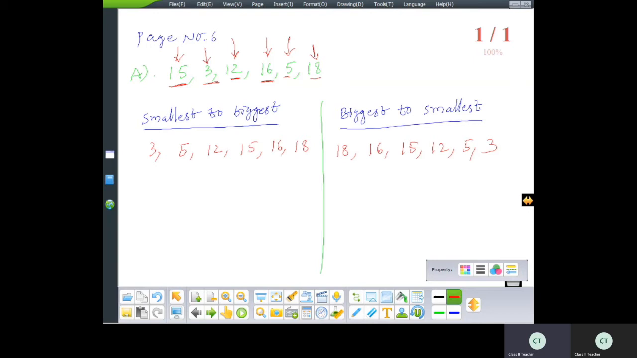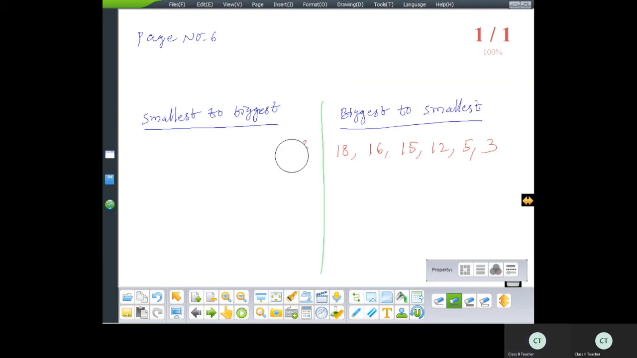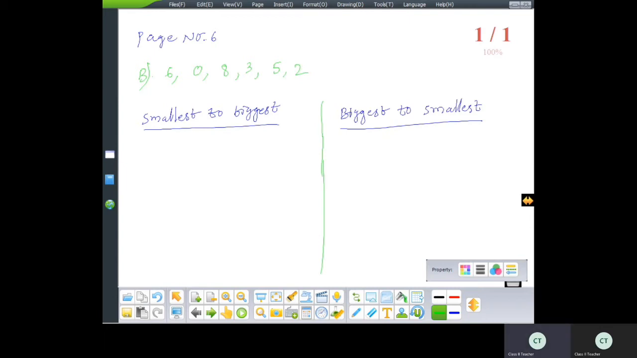Now, next we are going to question B. Question B. The given numbers are 6, 0, 8, 3, 5, and 2. The given numbers are 6, 0, 8, 3, 5, 2.